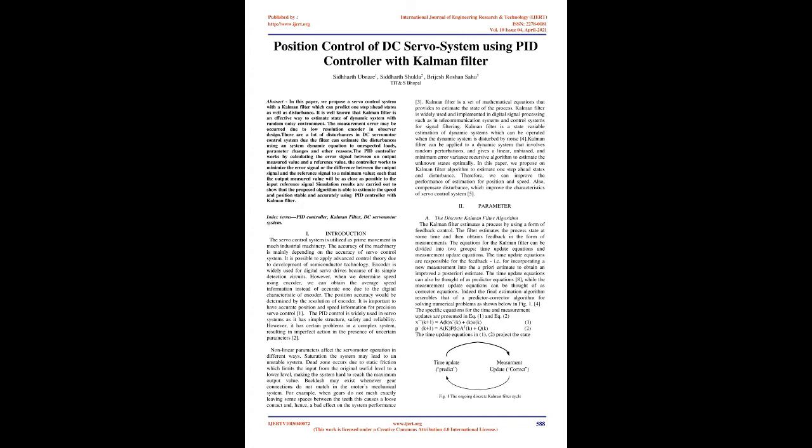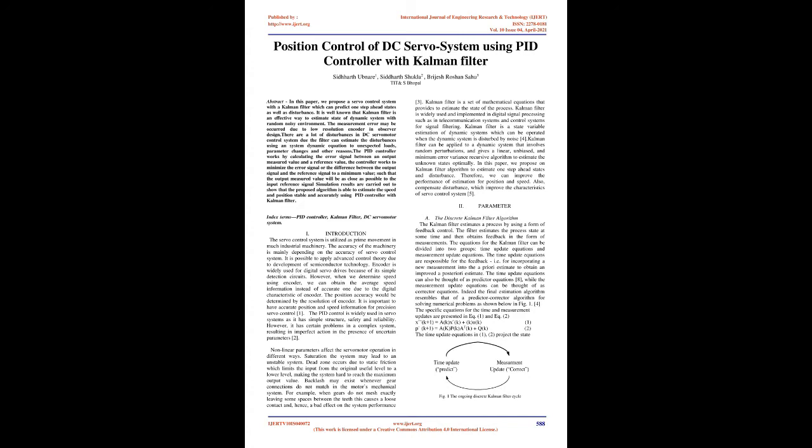The PID controller works by calculating the error signal between an output measured value and a reference value. The controller works to minimize the error signal, or the difference between the output signal and the reference signal, to a minimum value, such that the output measured value will be as close as possible to the input reference signal. Simulation results are carried out to show that the proposed algorithm is able to estimate the speed and position stably and accurately using PID controller with Kalman filter. Index terms: PID controller, Kalman filter, DC servomotor system.